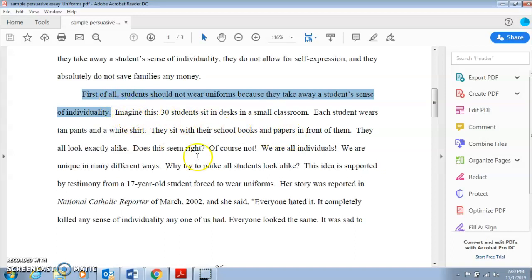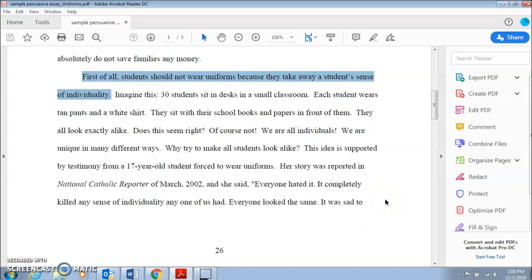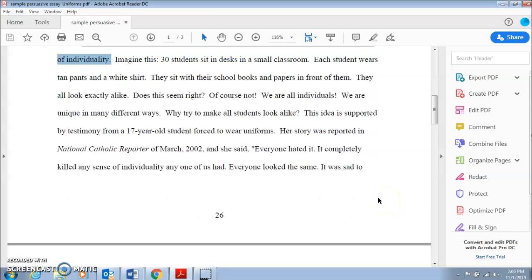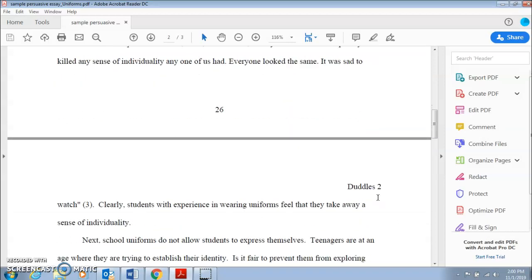So when I look through here, I see that she is using a student's account of being made to wear school uniforms in this school, and it seems like since it's the Catholic Reporter, perhaps it's a Catholic school. We don't know. The issue that I have with this is that this is one person's account. So it's not a very compelling argument at this point. We need a lot more information that would lead us to understand that it takes away a person's individuality, not just what one person thought about it.